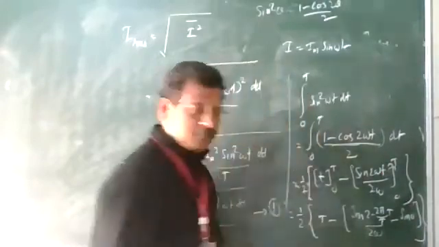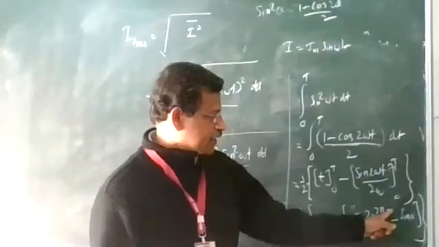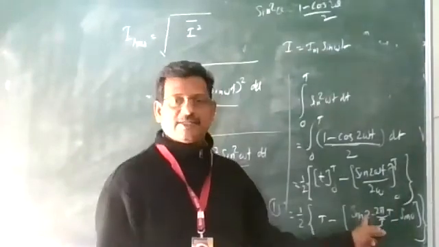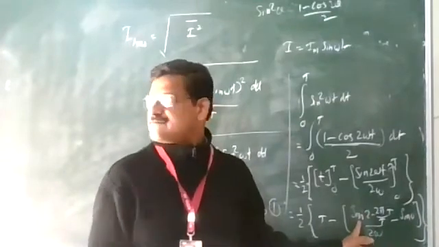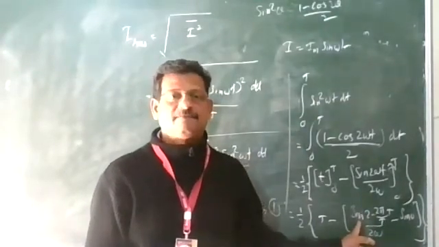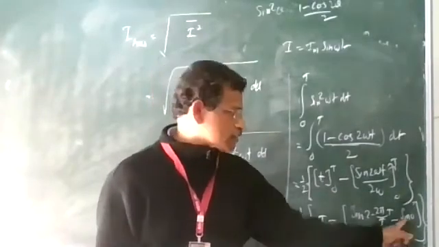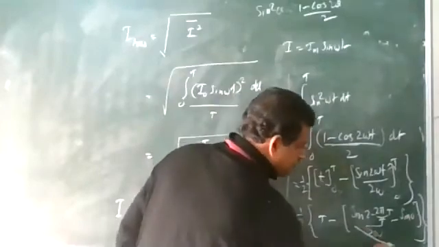Full brackets. What is the last term here? The T will cancel, giving sin 4 pi. What is sin 4 pi? It is 0. Sin 0 is also 0. So this term becomes 0.